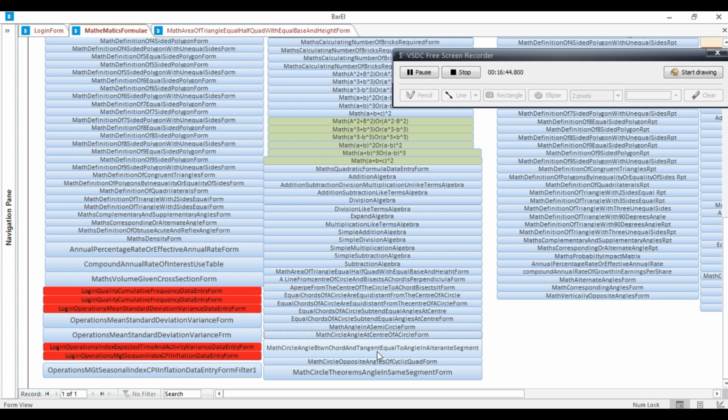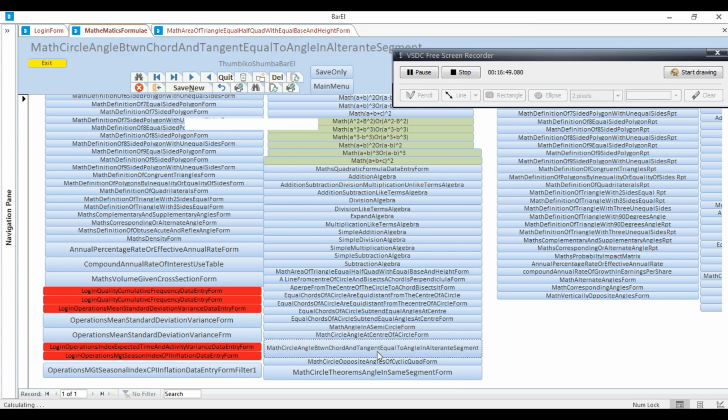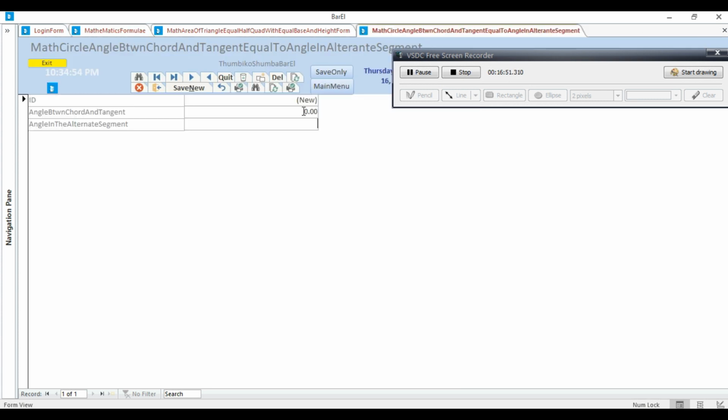Angles between chord and tangent are equal to angles in the alternate segment. If the angle between the chord and tangent is 24, then the angle in the alternate segment is also 24.